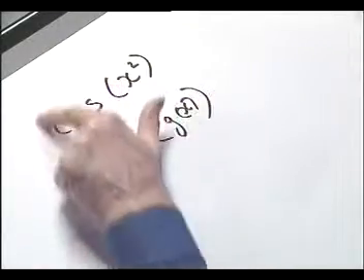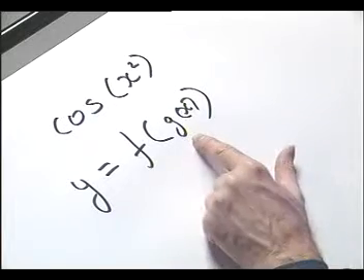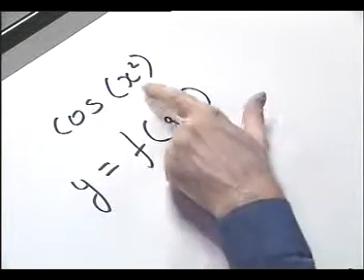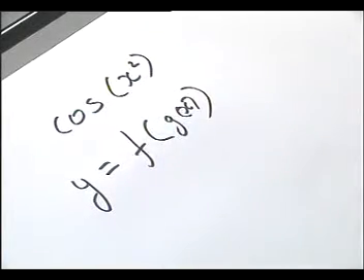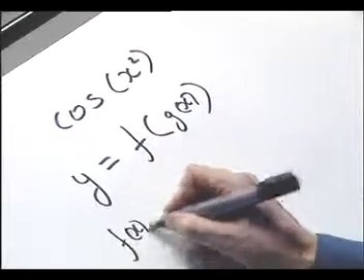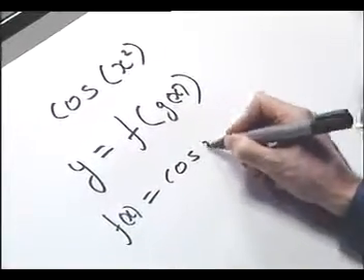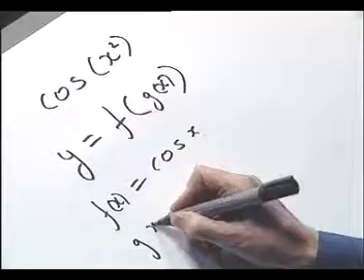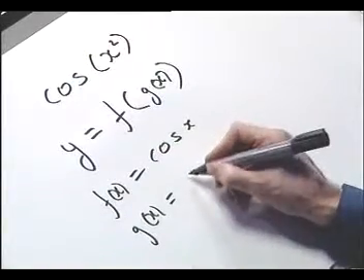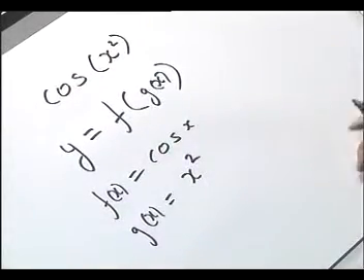Now in this case, the function f is the cosine function and the function g is the square function. Or we could identify them perhaps a bit more mathematically by saying that f of x is cos x and g of x is x squared.